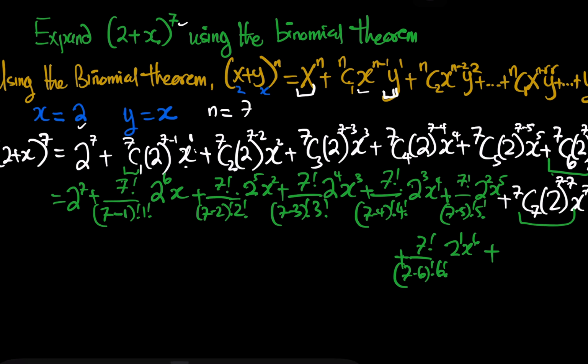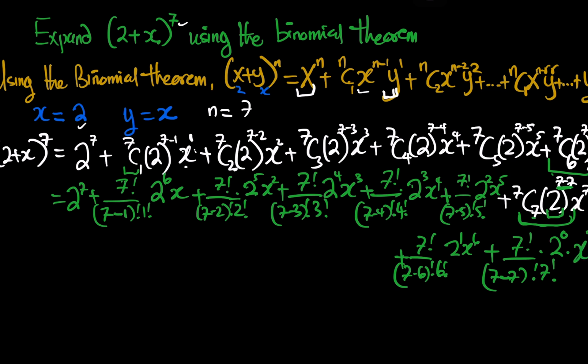We're going to have 7 factorial, we are here, divided by 7, which is n, minus r. The r here is 7 factorial, and then we're going to have r factorial, which is 7 factorial. And we're multiplying by 2 to the power 0. This one is 2 to the power 0, because 7 minus 7 is 0. Multiplied by the x to the power 7. I hope this is clarifying a lot of things.